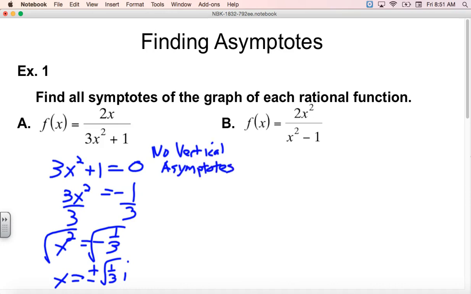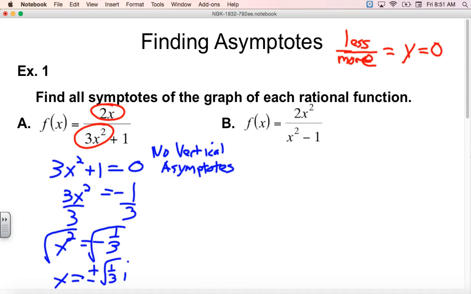Now, to find the horizontal asymptotes, there are 3 situations that could happen. What we're going to look at is the degree of the top compared to the degree of the bottom. If the degree up top is less, and the bottom one is more than the one up top, then your horizontal asymptote is going to be at y equals 0. So that's one situation that could happen.